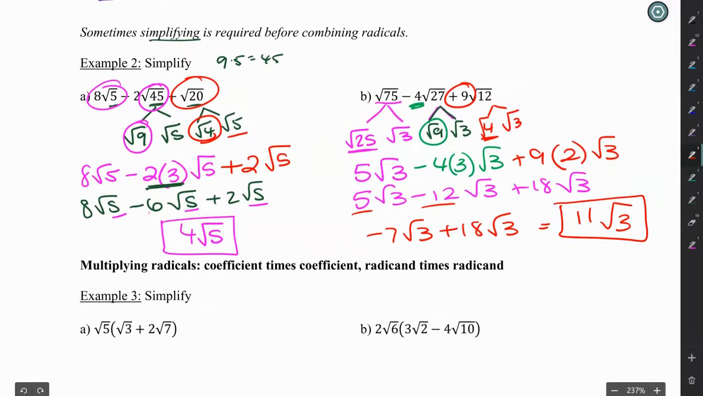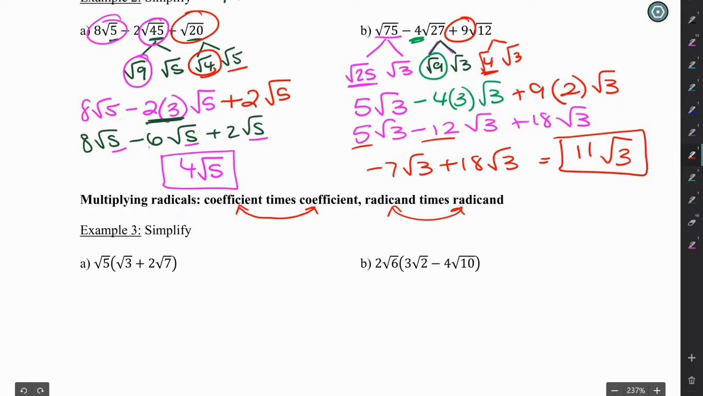Now, when we multiply, we don't have to have like radicals. When we multiply, the rule is coefficient times coefficient, radicand times radicand. If we look at our first example, I have root 5 times root 3. Since they are both under the square roots, we multiply them together and make it root 15. Plus, now when I distribute, there's really a 1 hiding in front of the 5. So 1 times 2 would be 2. And then 5 times 7 would be root 35.